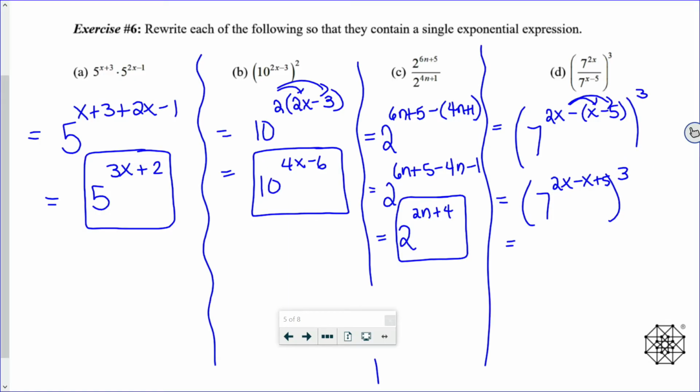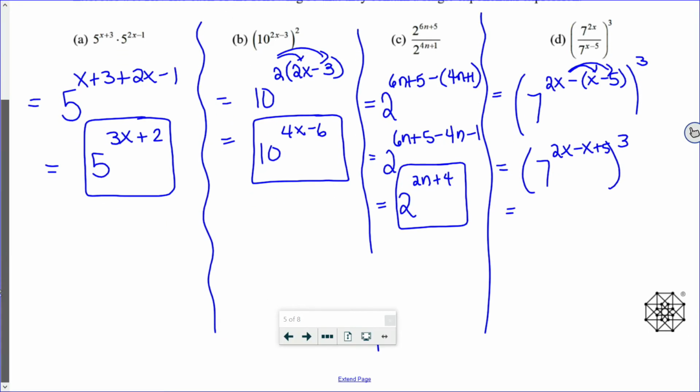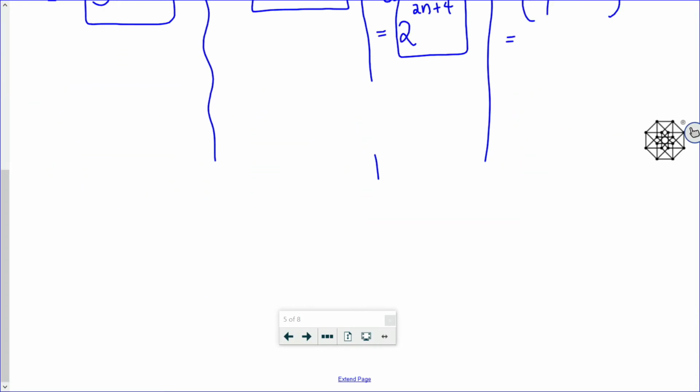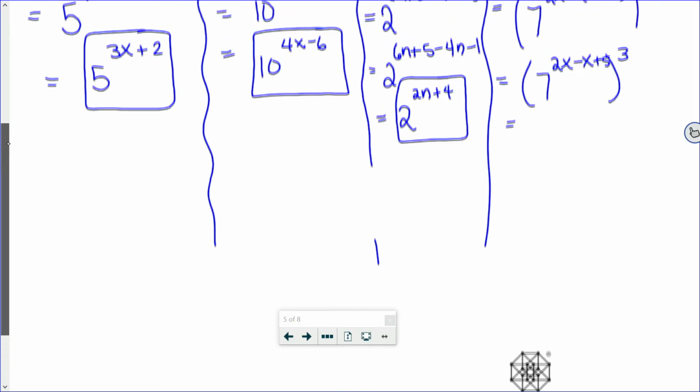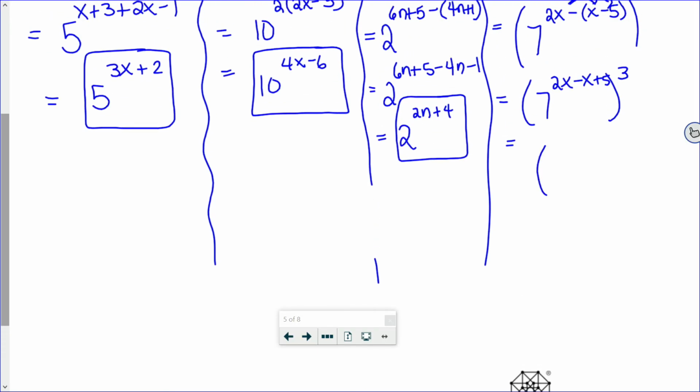This is the most lengthy of them all, and now I've got to go back up because I can't see my problem anymore. Come on, there we go. So now inside I'm going to have 7 to the x plus 5, all to the third, and now I can use my second exponent law to multiply those two exponents together and get 7 to the 3x plus 15.